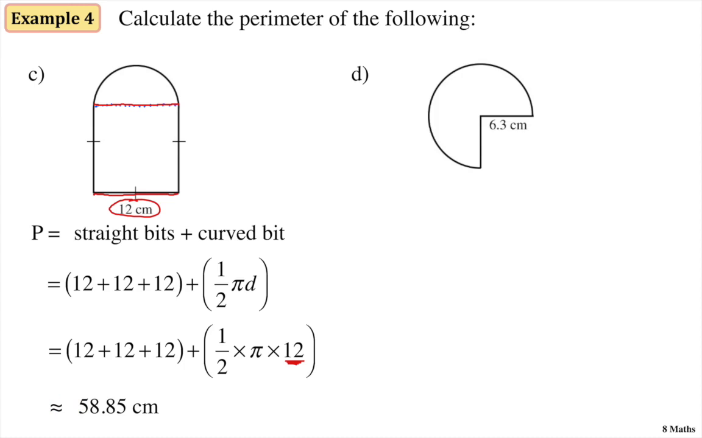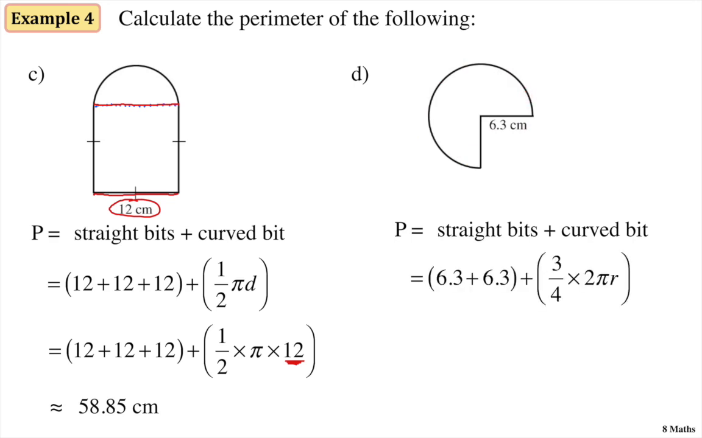Now for part D, this looks like 3/4 of a circle. So perimeter is the straight bits plus the curved bit. Well, that's a radius, so the 2 straight bits will be 6.3, and that is 3/4 of a circle. So I've got 6.3 plus 6.3 plus 3/4. Now I could have used pi d, but this time I used 2 pi r because I know the radius, not the diameter.